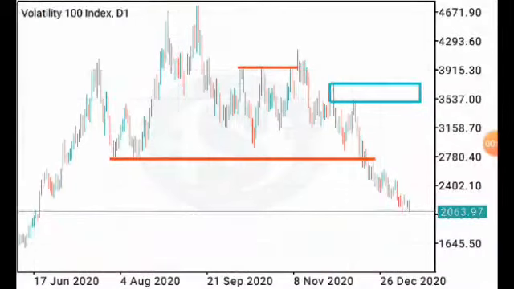Alright guys, so you're welcome back. Now let's walk you through the process, everything that I was thinking, everything that I was looking at that made me take the trade. So now this is the higher time frame.